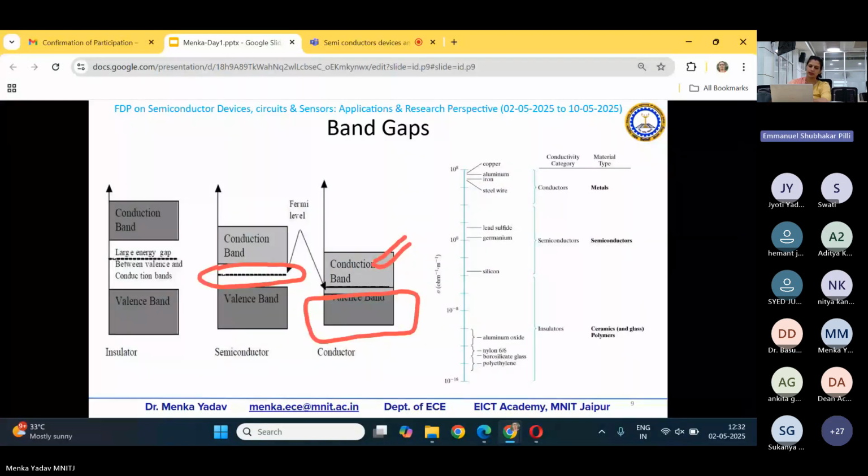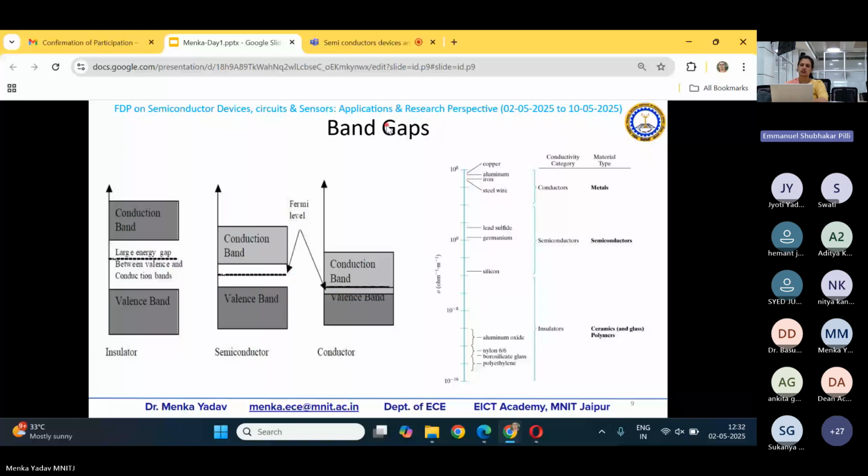Now, based on the band gap, I have given the total view of all the three elements over here. So this first one is the conductor. You can see the valence band and the conduction band are overlapping each other. So it means the electrons are always ready to conduct. We need not use much electric field in order to make the electrons flow.